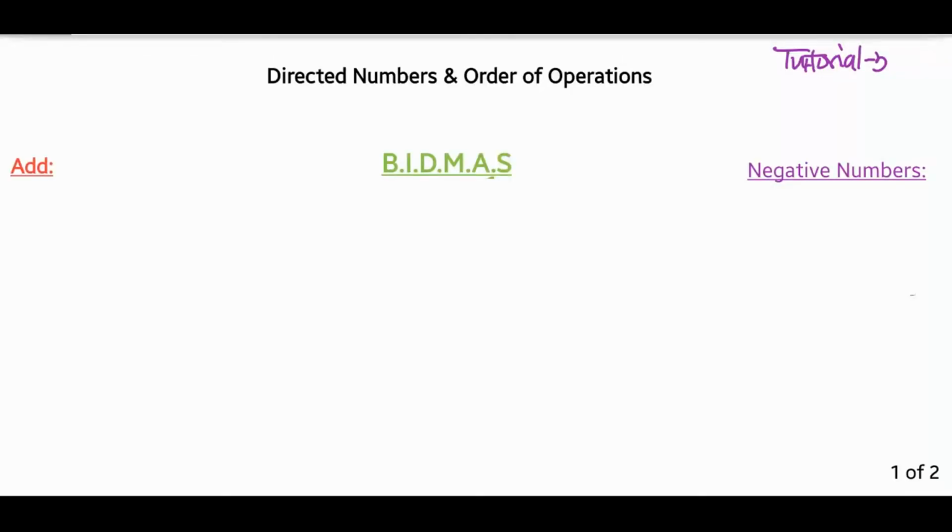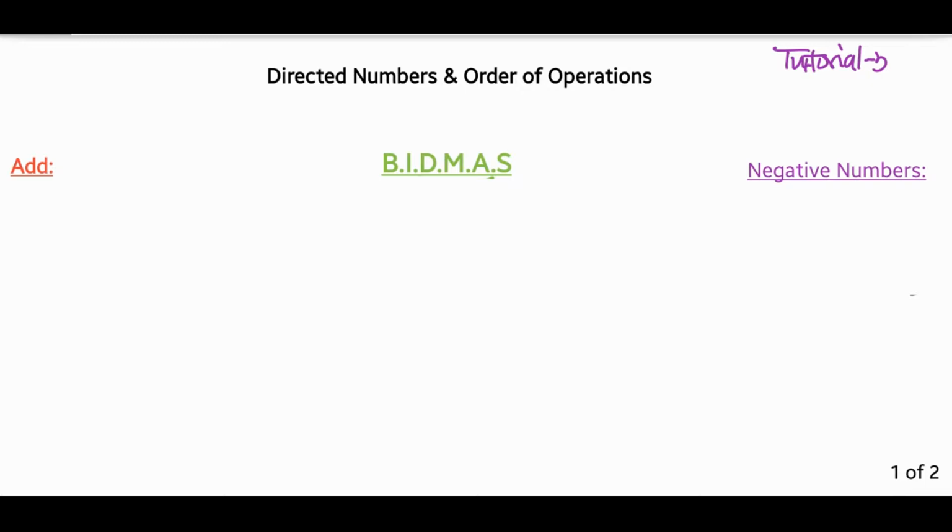In this video we will talk about directed numbers and orders of operation. Now what does directed number mean? Directed numbers are usually the numbers which have a direction. Now how can a number have direction? Let's talk about negative numbers, so we'll get into details there.